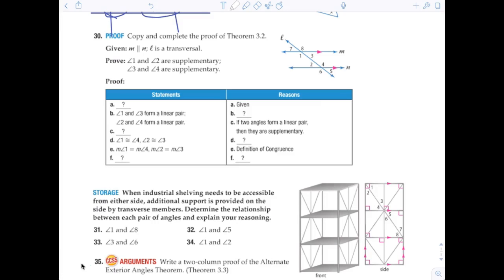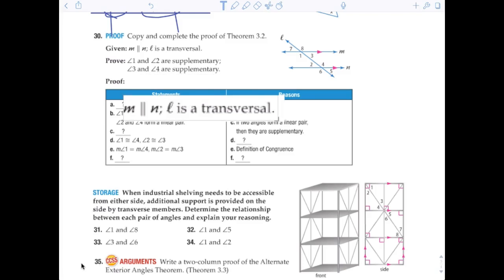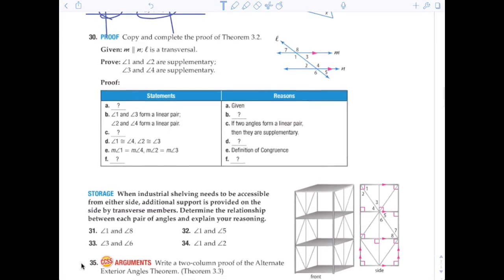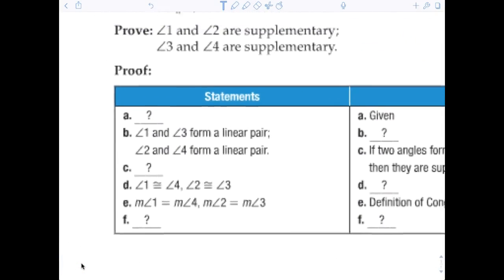All right, so again, kind of an important proof. All right, here we go. Given, just tell me what the first one is. Okay, M and N are parallel. Yes, exactly right, guys. Exactly right. I'm not expecting that to be too big a deal for you. So we just have to write that in there.